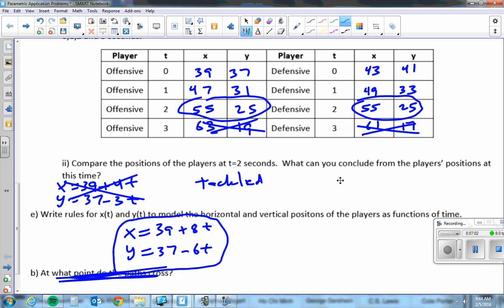Write down the other ones for the defensive player now. Nathan, you just tell me, what's the horizontal? That's correct. Nathan, you take the vertical. So, there you go. We're done. Okay? Good.